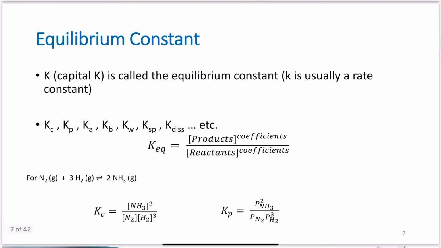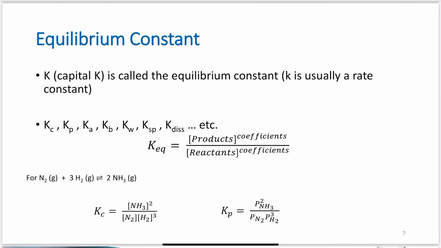K is a capital K, not a lowercase k, and this K is called your equilibrium constant. A lowercase k is usually your rate constant. We talked about that in your kinetics chapter, or you will talk about that in your kinetics chapter depending on when you cover kinetics. But this is a capital K.